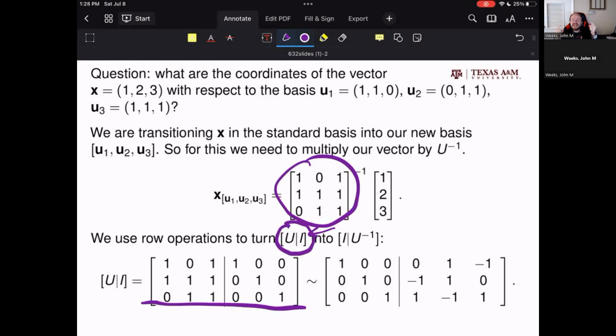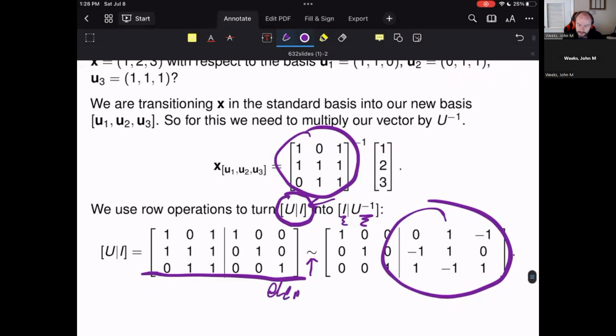Then, when you're making elementary row operations to turn U into the identity, it turns out you're turning the identity matrix on the right-hand side into U inverse. So this is all done by elementary row operations. It takes elementary row operations to get us from one side to the other. And if we go through and do all of that, we get to U inverse. You can check this yourself if you'd like.